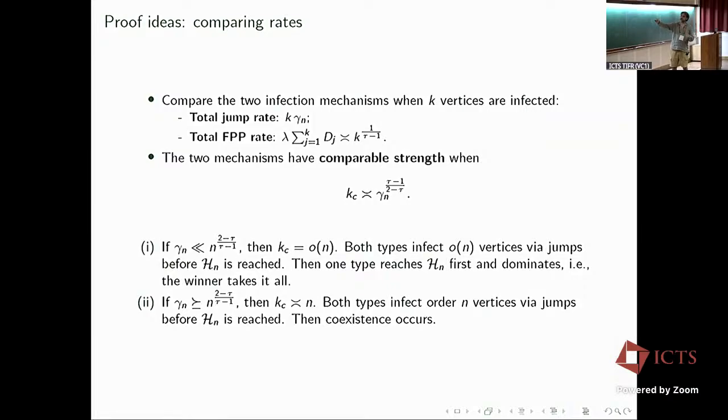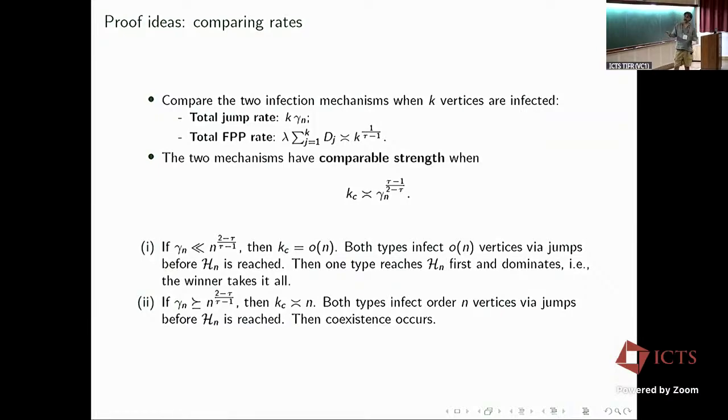And we can show that this is given by the degree distribution of the configuration model. So we can show that this sum behaves in this way. So we want to compare the total jump rate and the total FPP rate. And when are these comparable? These are comparable when I have reached this number of critical nodes. So after I have infected these k_c critical nodes, it means that the two rates start competing with each other. So the two mechanisms of infection start competing with each other.